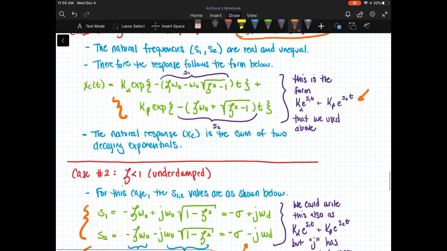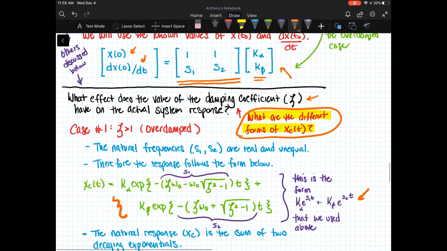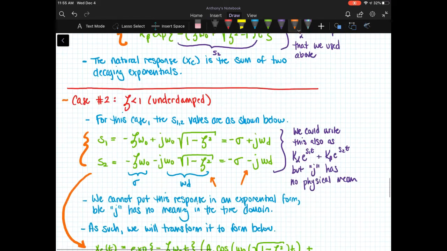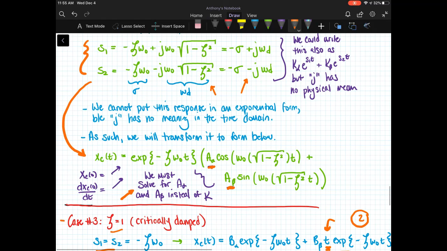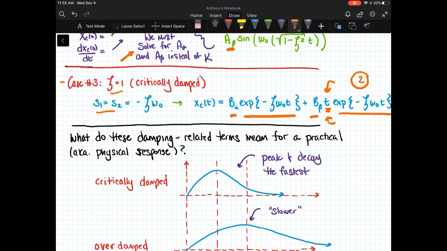So essentially, when we branch off from this step right here, step number 7, we have to jump down and look at the three cases, case 1, case 2, and case 3, to determine what the form of the solution should be, and then use that form in order to solve for the unknown coefficients, which are called K alpha and K beta, A alpha and A beta, or B alpha and B beta.